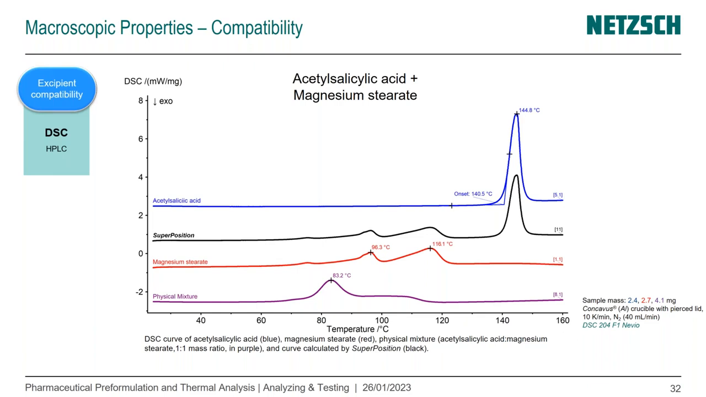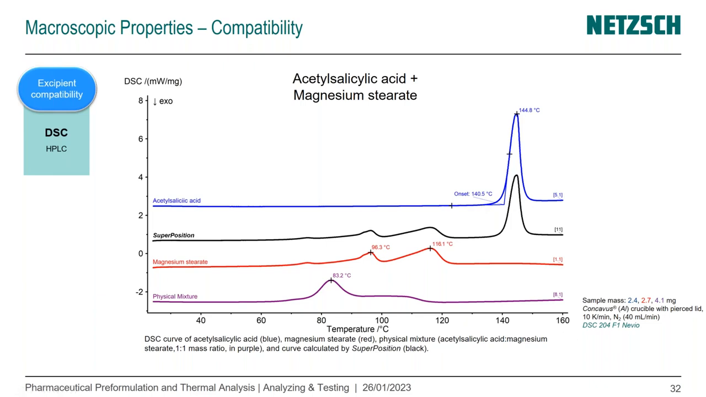Here is a classic example, acetylsalicylic acid and magnesium stearate, which are not compatible. We see in blue the curve of the acetylsalicylic acid, and in red the magnesium stearate. Here in purple we have a physical mixture of magnesium stearate and acetylsalicylic acid, and we see there is no peak from the acetylsalicylic acid. So something happened, there is an interaction. We don't know which kind of interaction, but the point is we do not have two materials that are together without interaction.